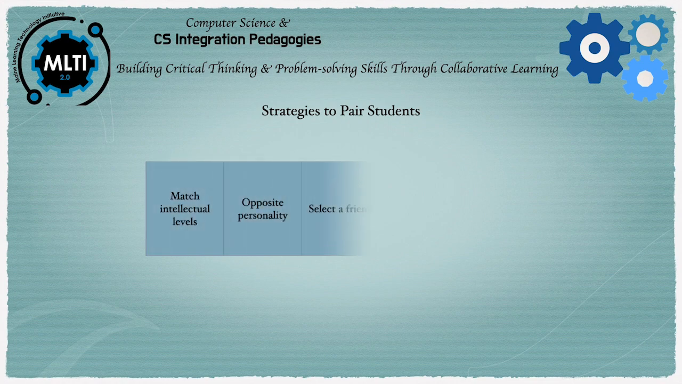Strategies to pair students. To select a partner is an important step in pair programming. There are a few options. Teacher's choice. Teacher pairs students based on students' intellectual levels, sometimes with the same intellectual levels. Sometimes one student is stronger than the other. The intention is for the less strong student to learn from the stronger one, while the stronger one learns by teaching the less strong.